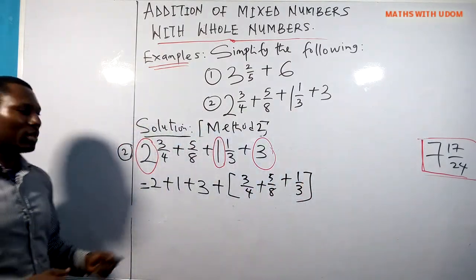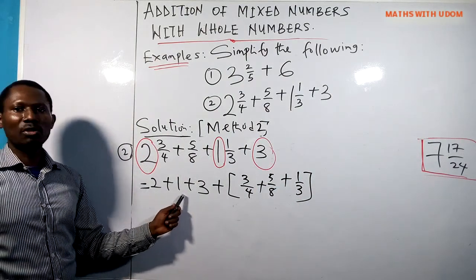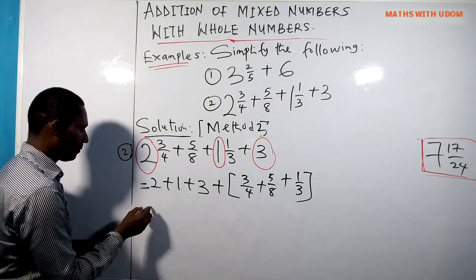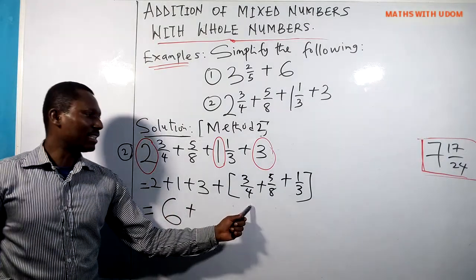So we add the whole parts together. That will give us 2 plus 1 plus 3, and that will give us 6. Okay? So 6 whole number plus. Then we'll come to the other parts.